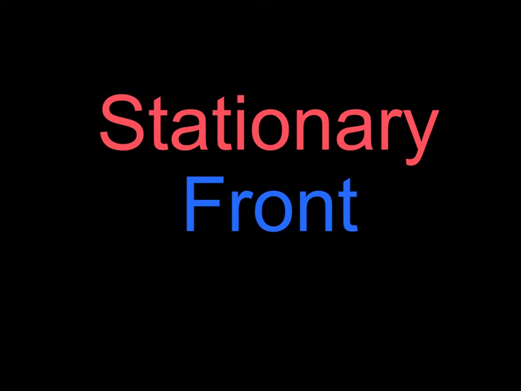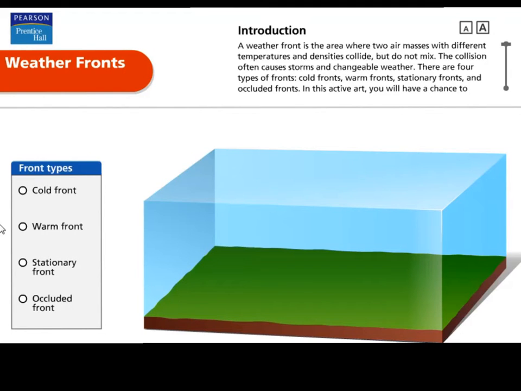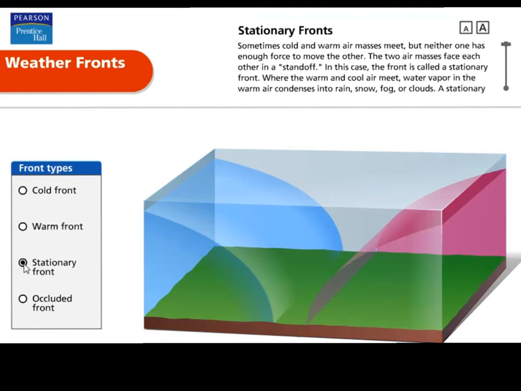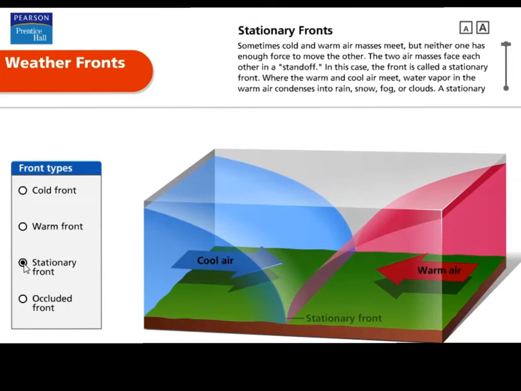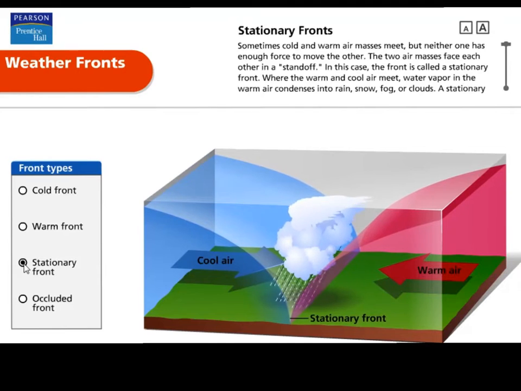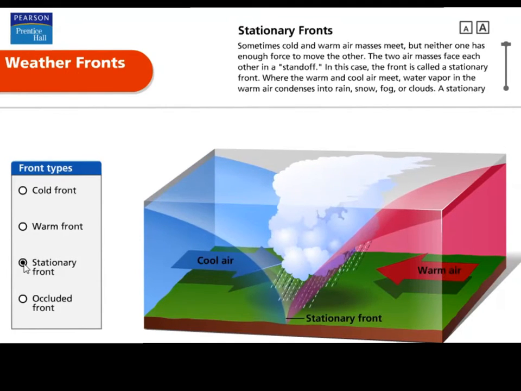Stationary front. This is an animation showing stationary fronts. So based on this model, you're going to draw a diagram in your workbook showing exactly what happens, and everything you see in this animation you need to include in your diagram in your workbook. Click pause at any time, especially after the animation's done moving. Okay, so now click pause whenever you need to. At the bottom of your workbook page, you need to tell me the types of weather associated with stationary fronts.